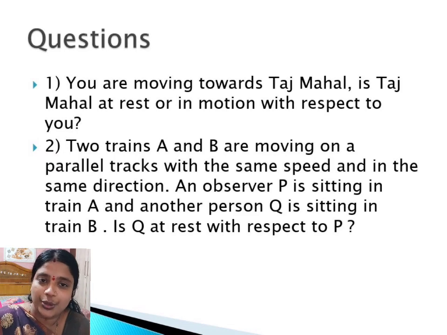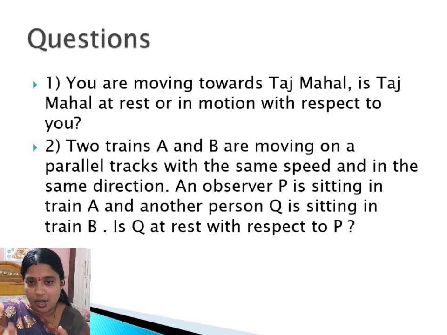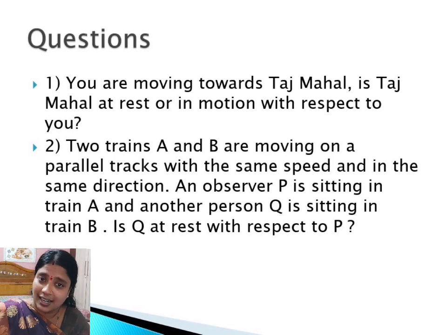Then one more question, two trains A and B. There are two trains. One is train A, another one is train B. Those two trains are moving on parallel tracks in the same direction with the same speed. Now there is an observer sitting in train A. That observer is P. Another observer is sitting in train B. That observer is Q. So for P, whether Q is at rest or in motion, or for Q, P is at rest or P is in motion. Okay, so you have to find out these answers.